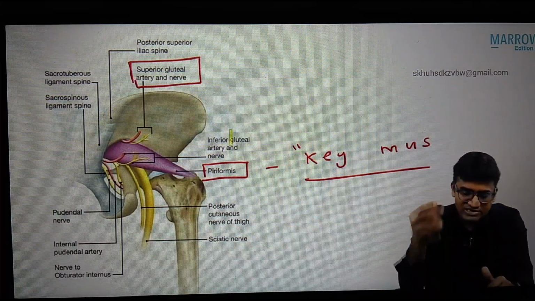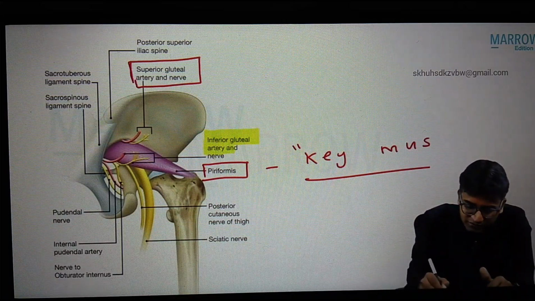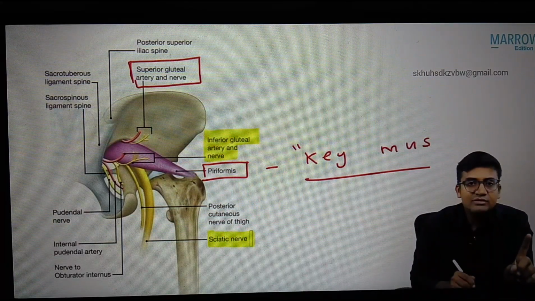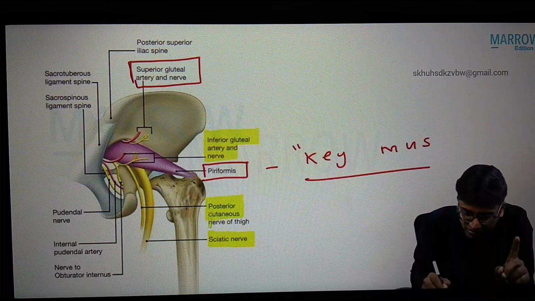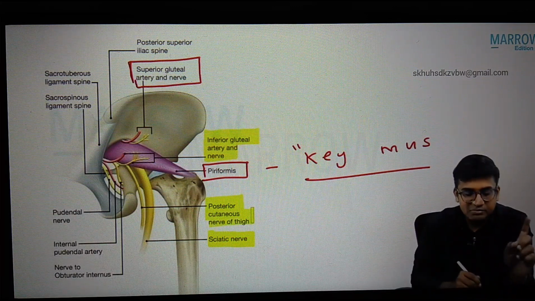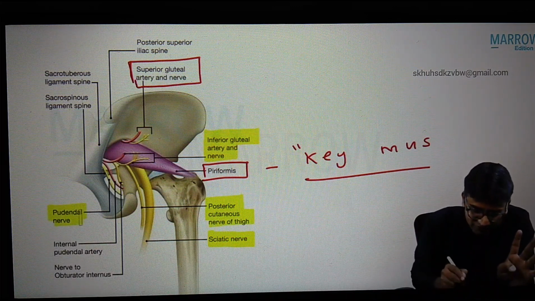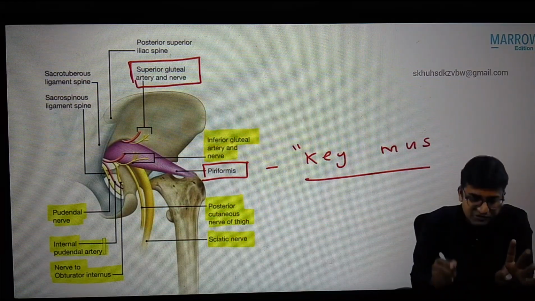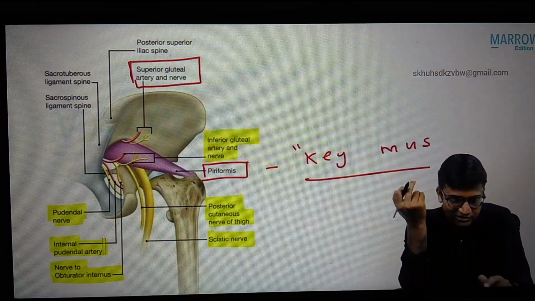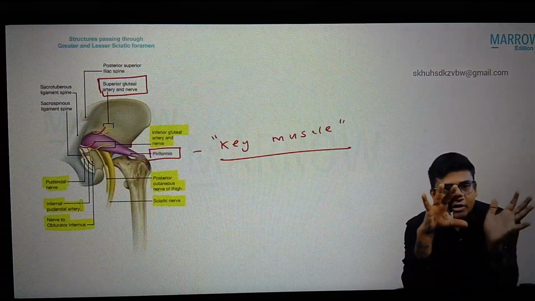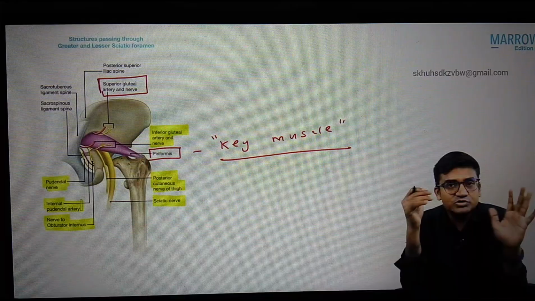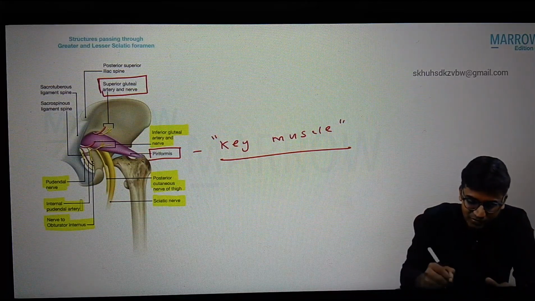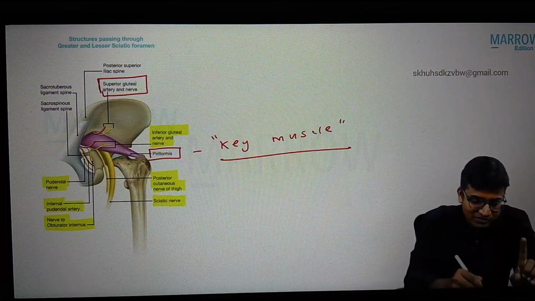Now, below the piriformis, what are the structures? Inferior gluteal nerve and inferior gluteal vessels, and then sciatic nerve, and then posterior femoral cutaneous nerve. And then the pudendal nerve, nerve to obturator internus, and internal pudendal artery. So these structures are passing below the piriformis. Again, all these structures pass through the greater sciatic foramen, which transmits the piriformis muscle; only one muscle passes through the greater sciatic foramen.